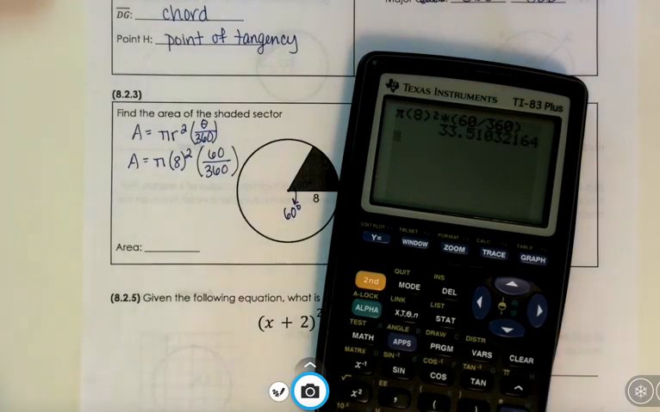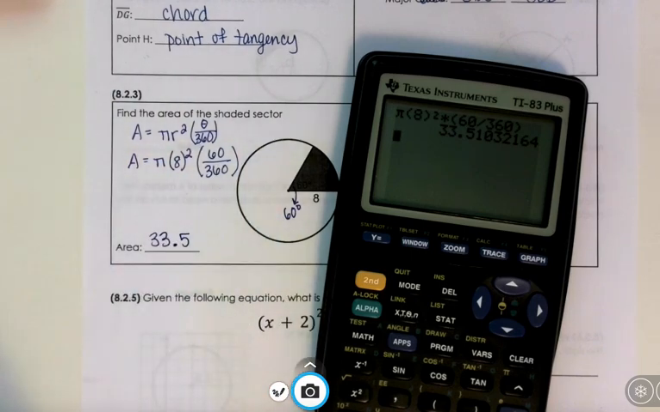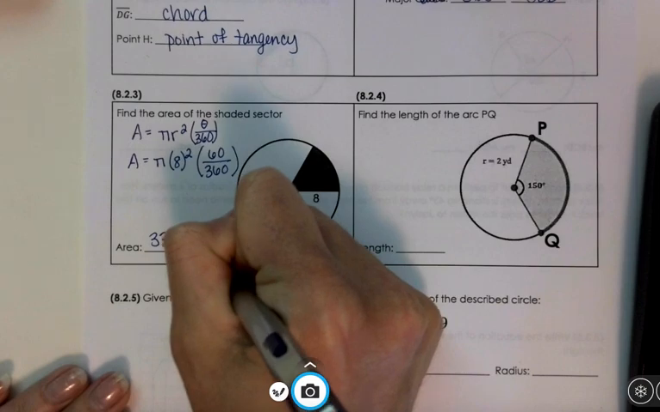And so for my area, I get about 33.5, and those will be units squared. I just don't have units on the 8, so we're just going to say units squared.